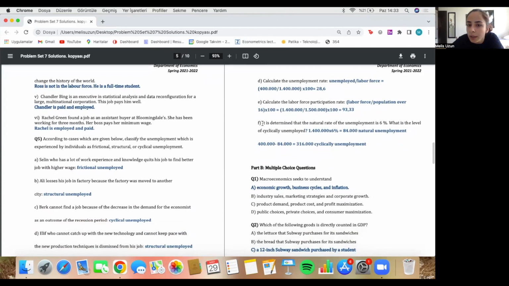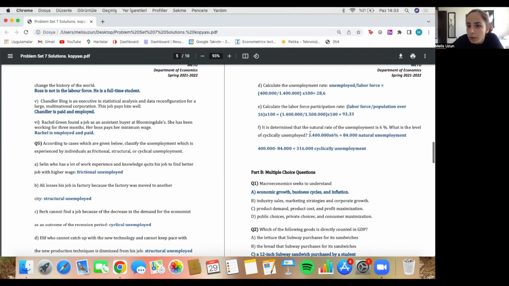Part F says it is determined that the natural rate of unemployment is 6%. What is the level of cyclical unemployment? We know the labor force, and we multiply it by 6% to find the number of naturally unemployed people. If we subtract the natural unemployment out of the total unemployed people, we find the number of cyclical unemployment.